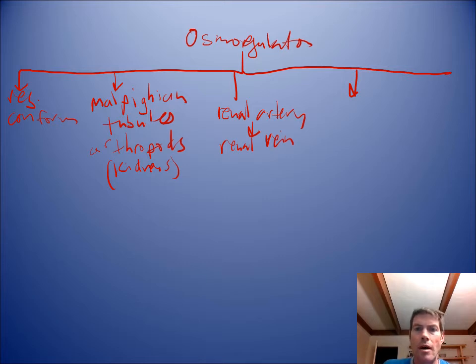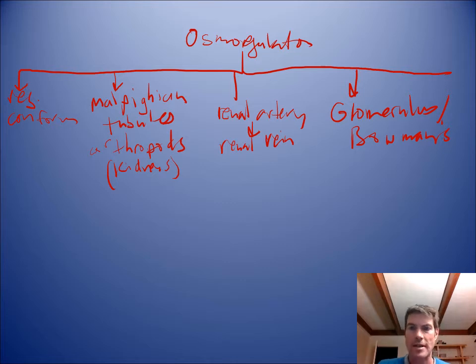The glomerulus and the Bowman's capsule. Bowman's capsule, you'll write that in. They do something called ultrafiltration. And we'll get into that a little bit later.